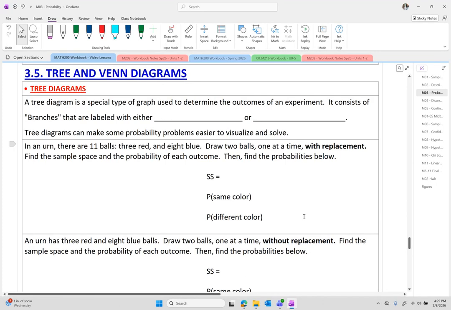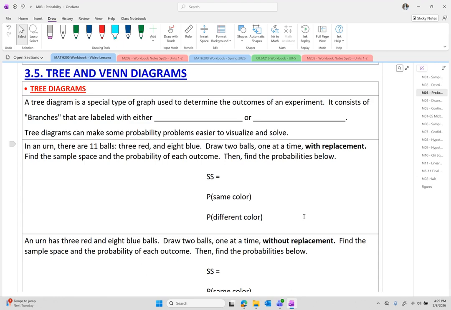The last section in Module 3 of our OER Statistics class on probability. And in this section, we will look at tree and Venn diagrams. Specifically in this video, we will talk about tree diagrams. We have seen tree diagrams before.